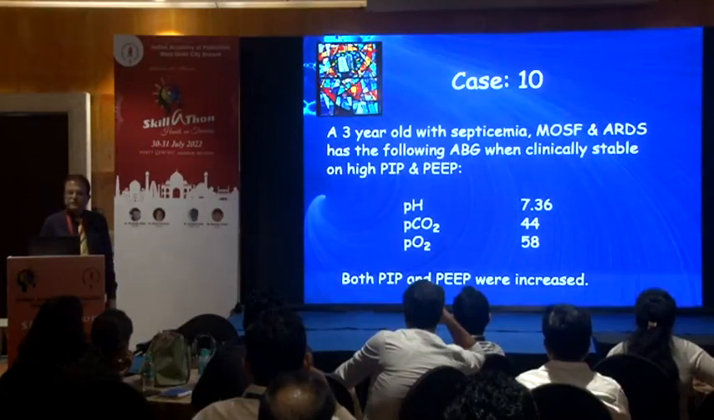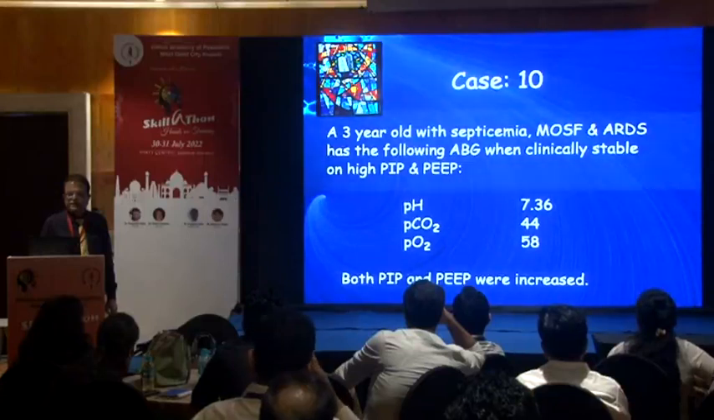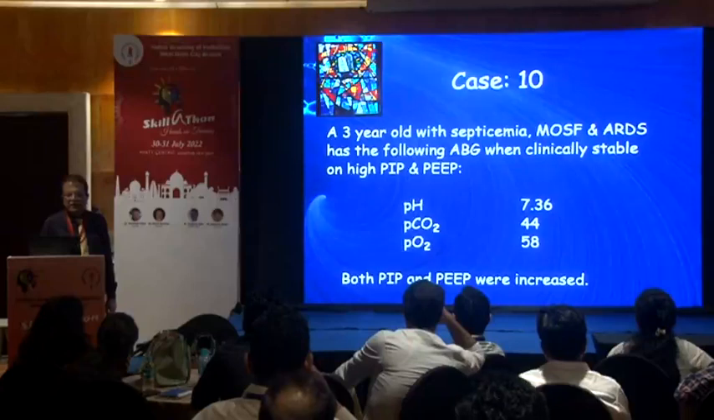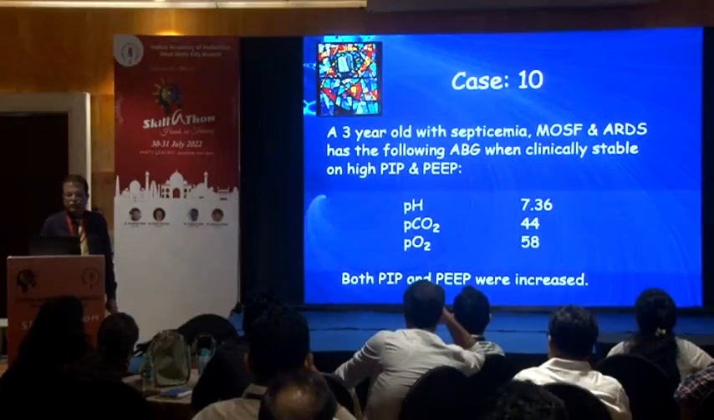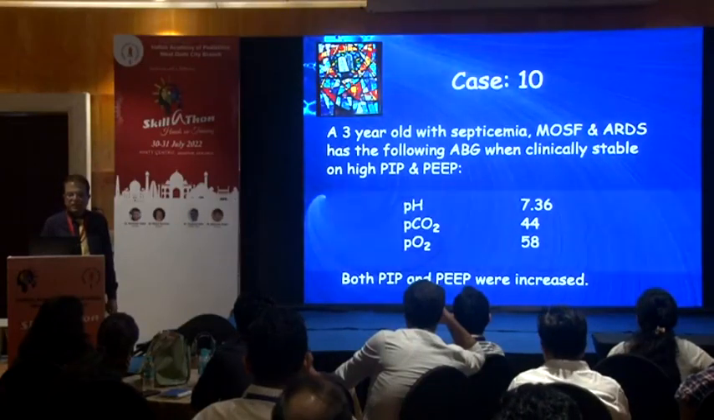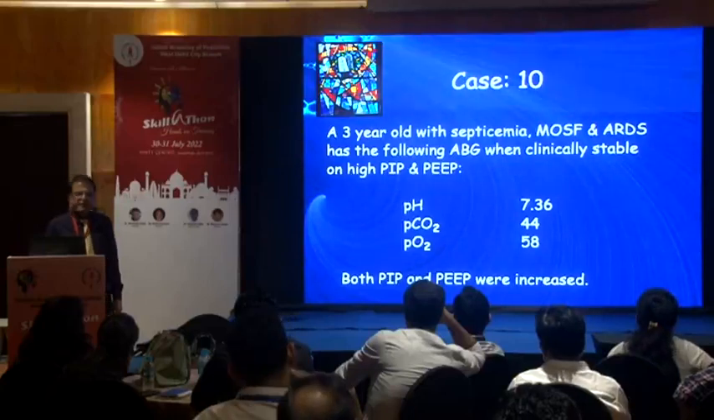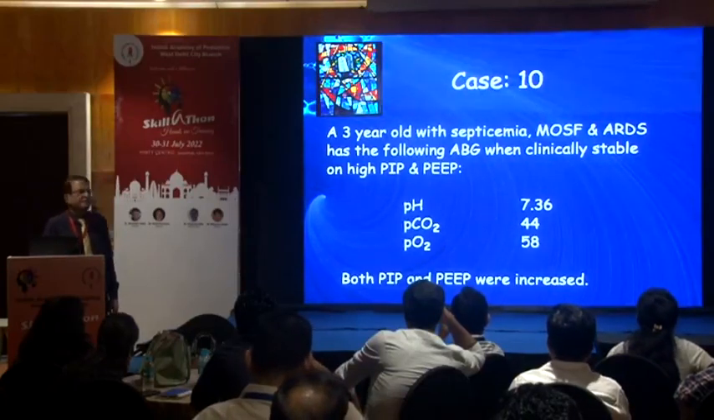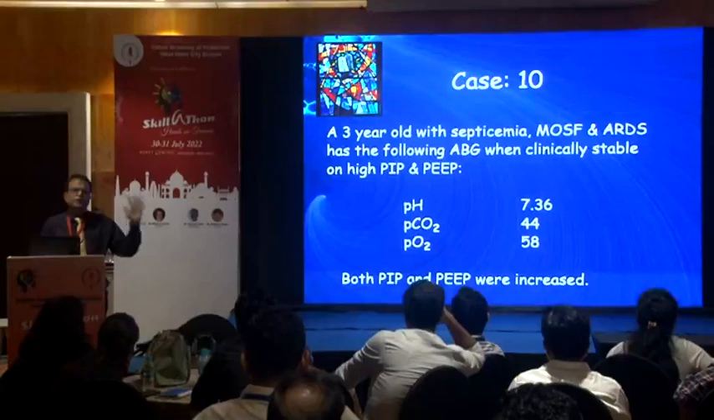A 3-year-old with septicemia, multiple organ system failure, ARDS, has the following ABG when clinically stable on a high PIP and PEEP. pH is 7.36, CO2 is 44, O2 is 58. Both PIP and PEEP were increased. What should have been done? Even if you don't use a ventilator, you know the answer.